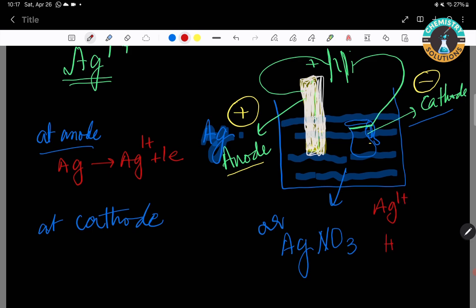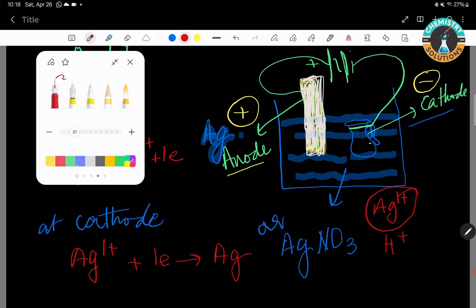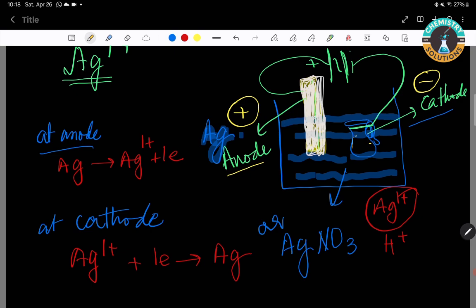Silver ions and hydrogen ions. Silver ions are below the hydrogen ions in the reactivity series. So the silver ion will go to the cathode and take up one electron and become silver metal. So slowly, with the passage of time, the silver metal will get deposited on this jug.